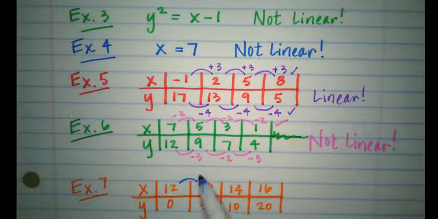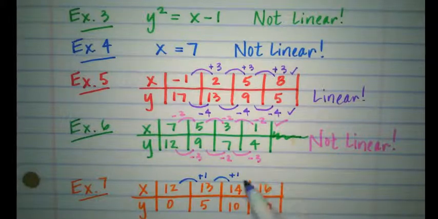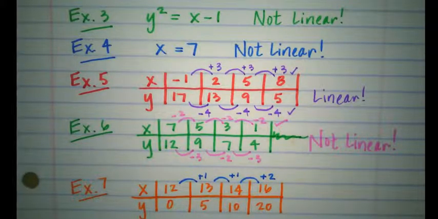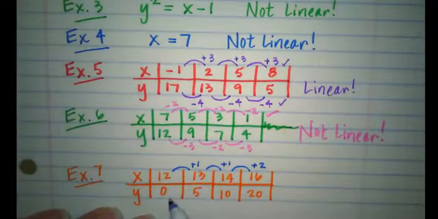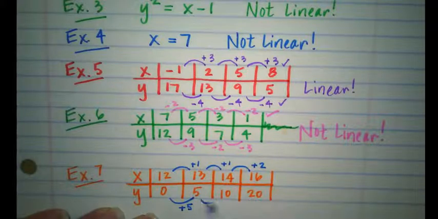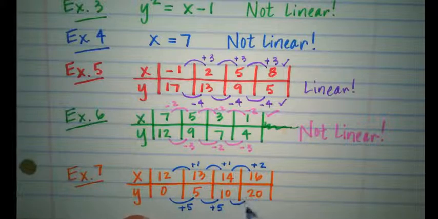So from there to there, we add 1. From there to there, we add 1. From there to there, we add 2. So that doesn't look good so far, but let's see what happens among the y values. From here to here, we add 5. From here to here, we add 5. From here to here, we're adding 10.